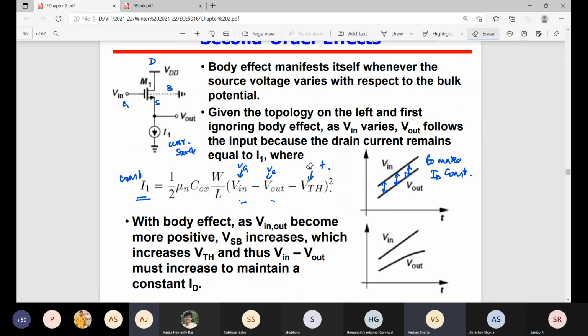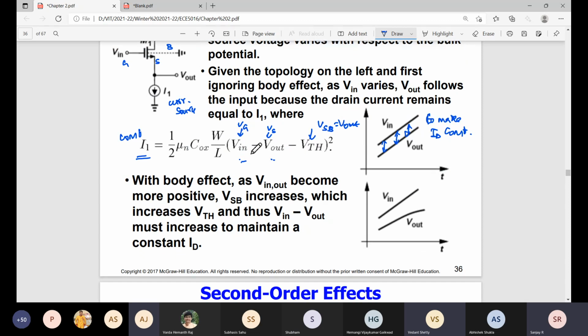Now we assume the threshold voltage changes due to VSB. So what is VSB in this? Anyone can say what is VSB here? V out. So now you can see V in minus 2 V out. Fine. So now there will be some non-linear behavior. To make the current constant, V out should vary differently. So this is a non-linear behavior.